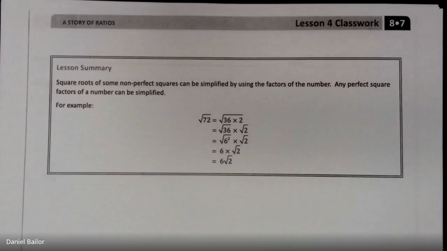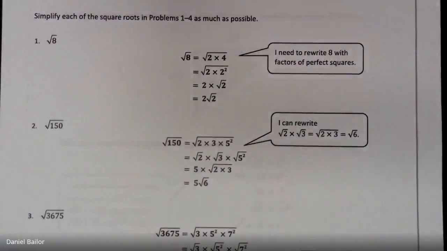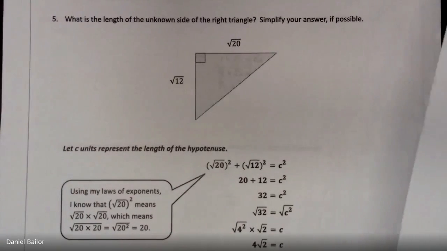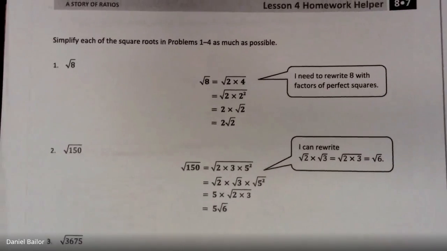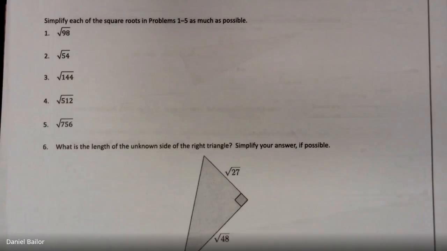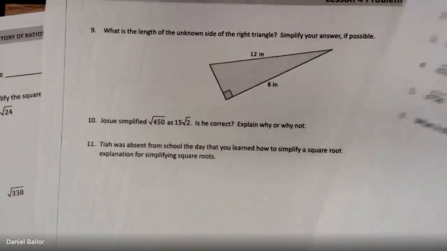Lesson summary is on page 38, just showing you how to find the factors that work. Exit ticket is 39. Let's talk about that last. The homework helper. Some extra examples might really help you on this. So you have some extra examples on page 41 and on page 42 to show you how to do the work in your problem set, how to practice finding perfect square factors. Your problem set is on page 43, and I believe page 44. Yes, page 43 and 44 are your problem set.